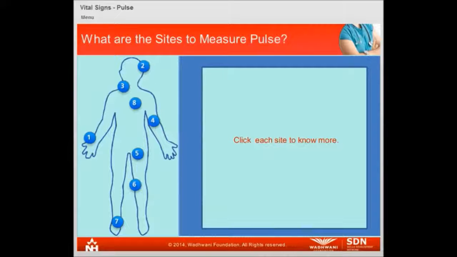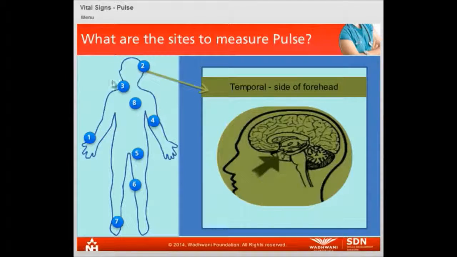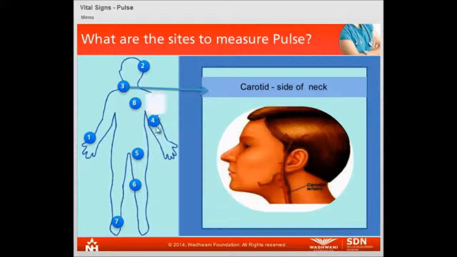Here are the most common sites in the human body where you can measure pulse. Click each site to know more. 1. Radial site is at the base of the thumb, and it is the most commonly used method to measure pulse. 2. Temporal site is on a side of the forehead. 3. Carotid site or side of the neck.